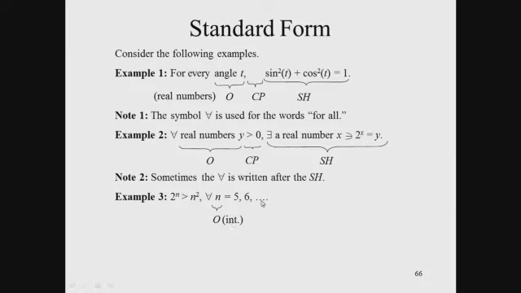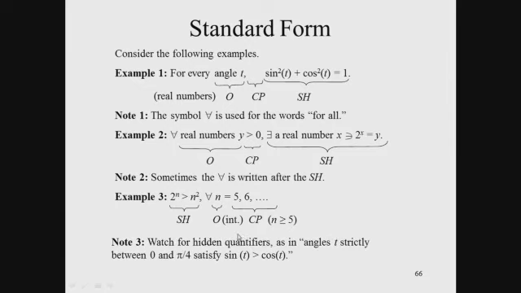N equal 5, 6, 7, 8, and so on. In other words, n bigger than or equal to 5. And what's the something that happens? 2 to the n is bigger than n squared. Notice how it's out of order. Notice how sometimes the type of object is implied. This is typical with the way mathematics is sometimes written.